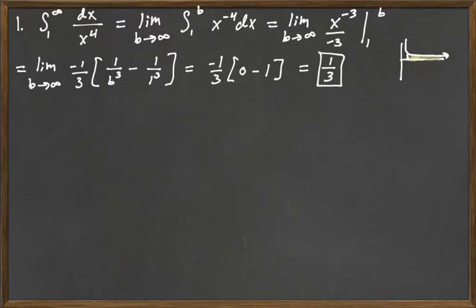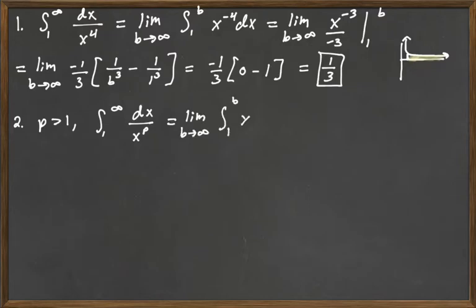All right, so generically this is a p integral. Let's say that our p is greater than 1. For example, 4 is greater than 1, so we have a p integral where p is 4. Looking at it generically, with p greater than 1, the integral from 1 to infinity of dx over x to the p is equal to the limit as b goes to infinity of the integral from 1 to b of x to the negative p dx. We apply the power rule, and that's the limit as b goes to infinity of x to the 1 minus p. Remember, you add 1 to the exponent, divide by the exponent. I'm going to evaluate from 1 to b.